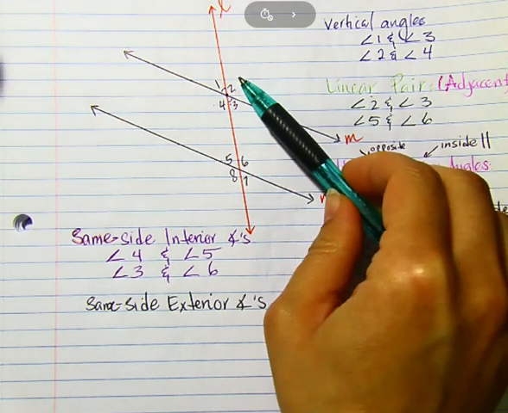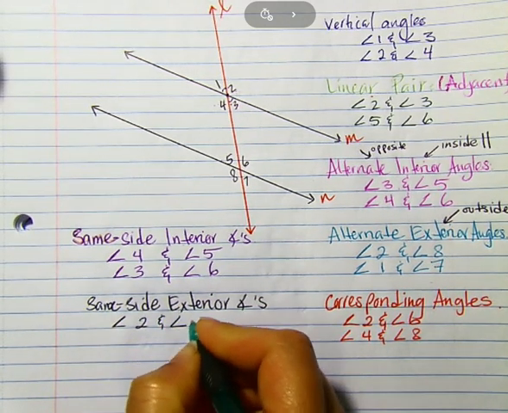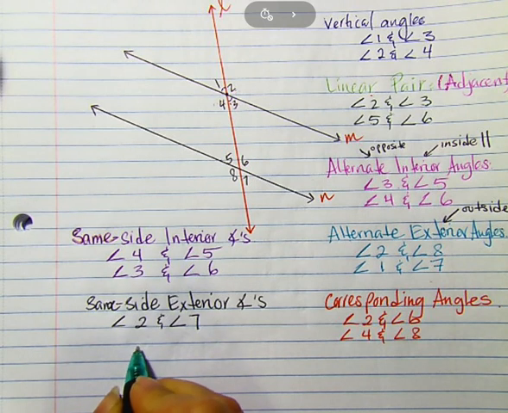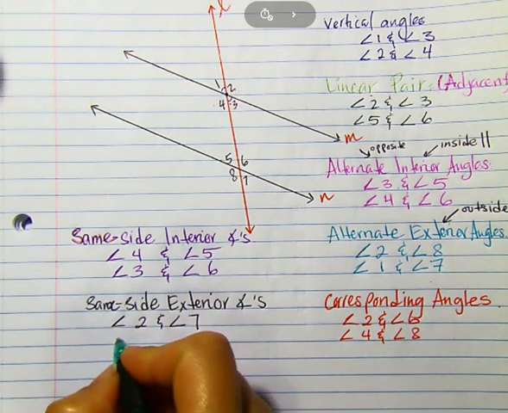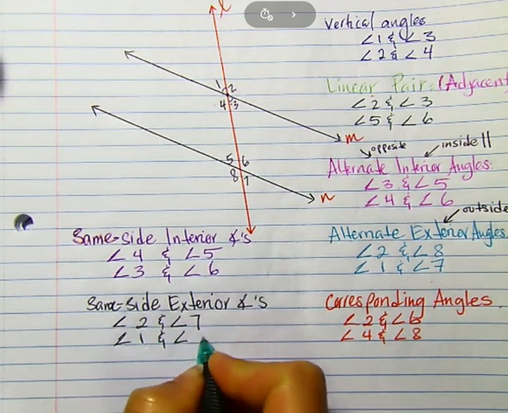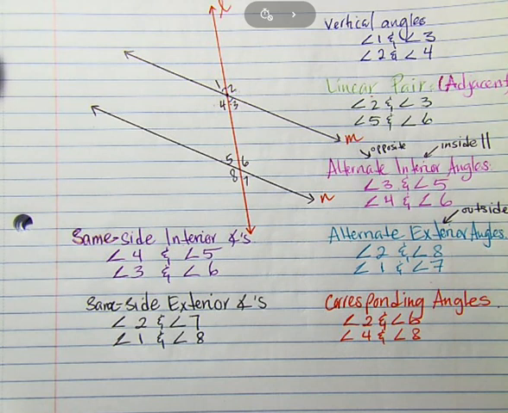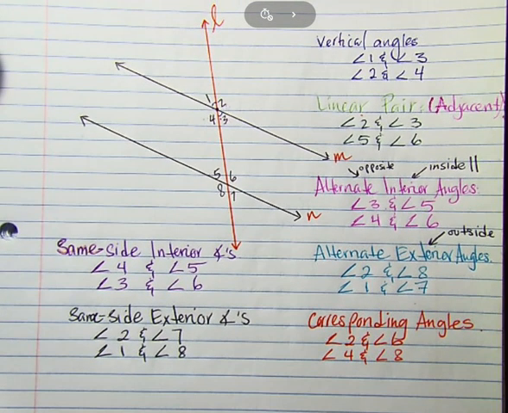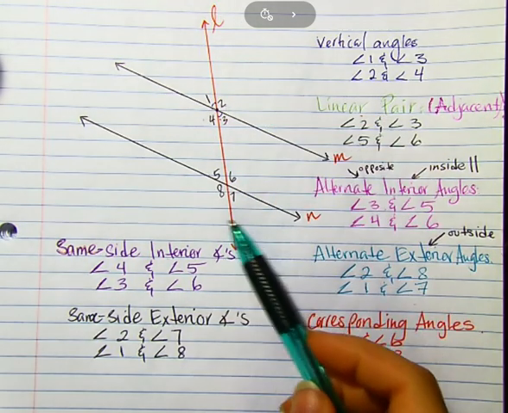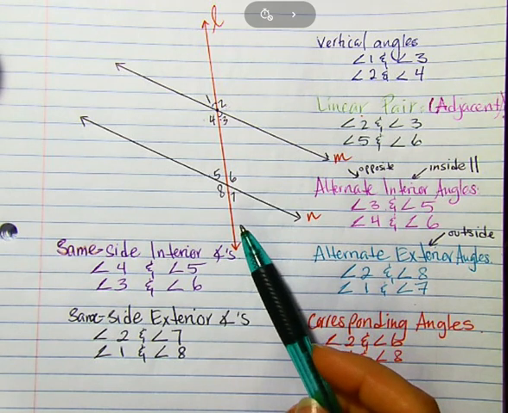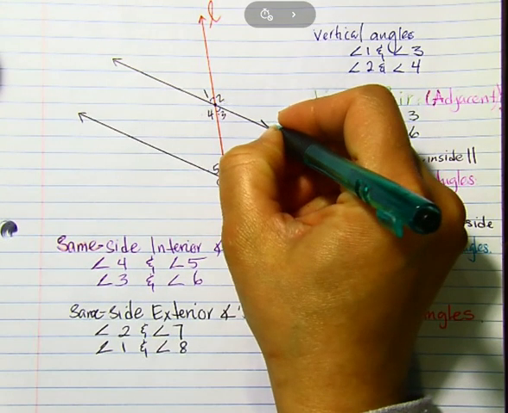So that would give us a relationship between 2 and 7. Angle 2 and angle 7 are same side exterior. There's another pair. Yep, you guessed it right, angle 1 and 8 are also same side exterior angles. That concludes the angle relationships between all types of different angles that are produced when a transversal line L cuts through two lines that are parallel, such as M and N. They are lines that never intersect.